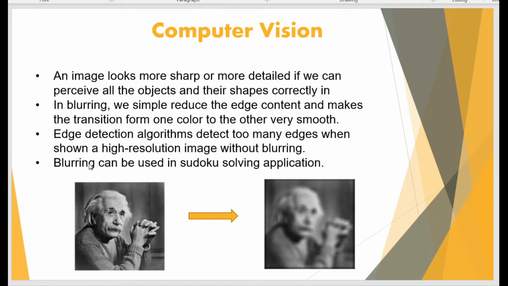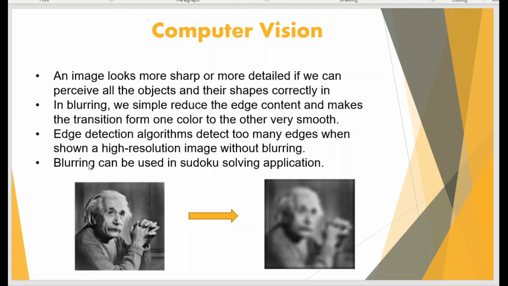A high resolution image, or an image having lots of detail, contains a lot of edges, and this is sometimes a problem in edge detection because we end up getting lots of edges, and this is something we don't want. We will talk about edge detection in a later part of the tutorial. So how do we deal with this problem? We use blurring and smoothing techniques to deal with the edge detection problem.